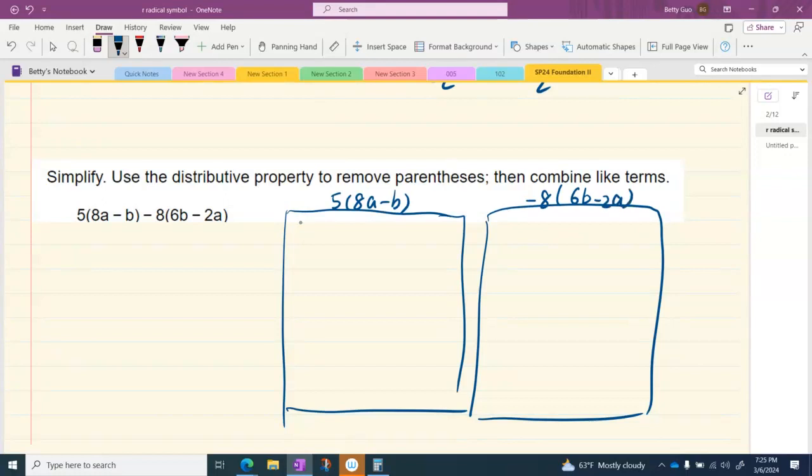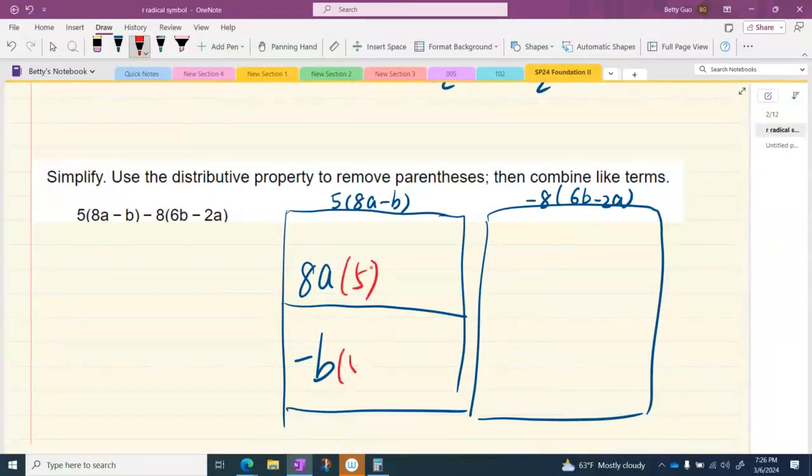Actually, we only have 2 terms in the box, in the parentheses: 8a and negative b. And we're distributing 5 here. 8 times 5 is 40, so 40a. And this is negative 5b.